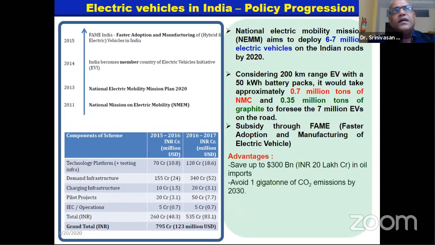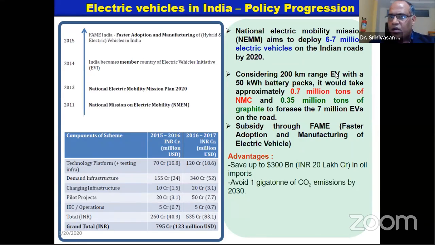Considering the importance of the electric vehicle, the government of India made the National Electric Mobility Mission. To speed up the transition from fuel-based vehicles to electric vehicles, this mission was established in 2011. As per this mission, it aimed to deploy nearly 6 to 7 million electric vehicles on Indian roads by 2020. Already we are in 2020. It is kind of an ambitious plan, but the mission is still trying to push electric vehicles on Indian roads. So what is the requirement?